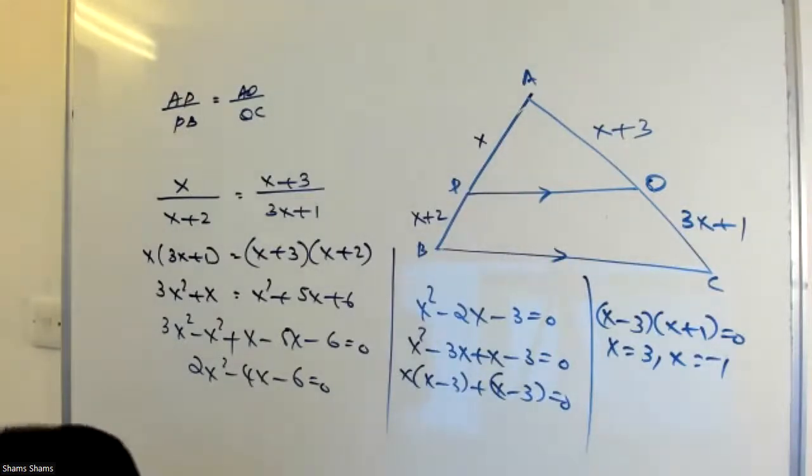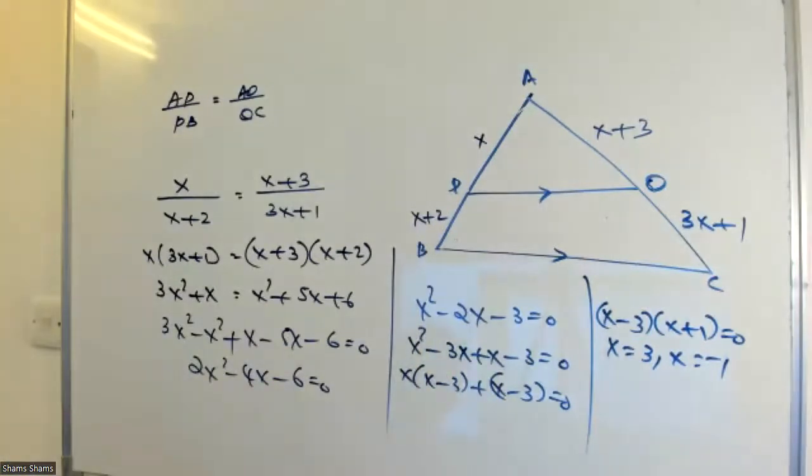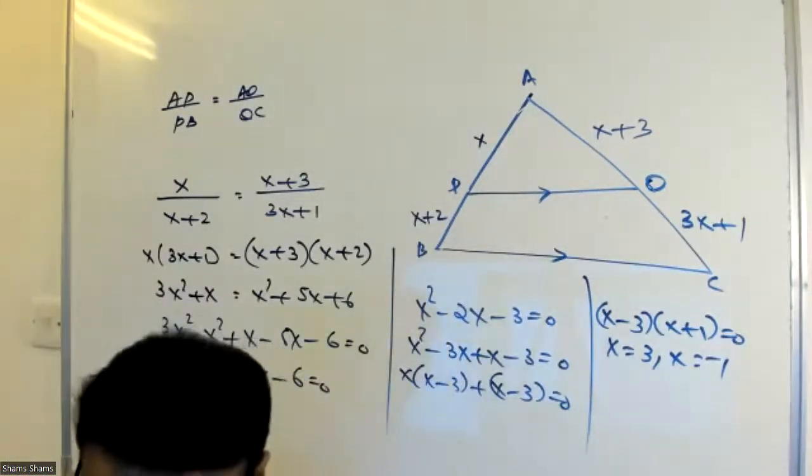Sir, tell me. Hello, Harry. Yes, sir. Can you tell me why we are rejecting minus 1? Length, how can it be negative? From Fahel to Mangam, can you say negative 2 kilometers? No, sir. That's the reason. Okay, thank you. So next question.